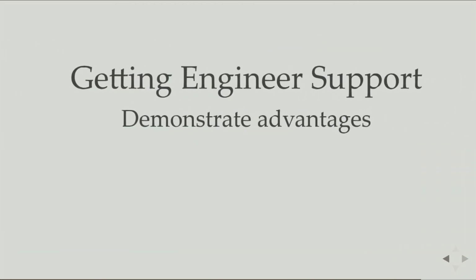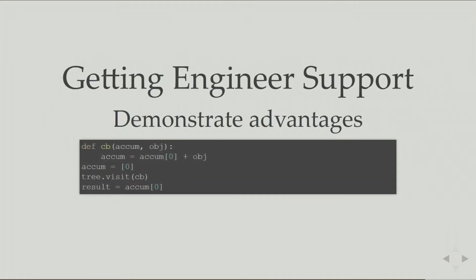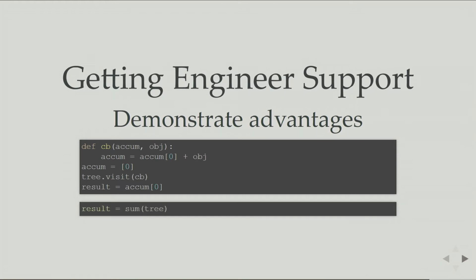Well, it's better because this used to be how you used the visitor pattern. It's kind of annoying. You have to define a list with one element. You have to call the callback. Then you have to get the stuff out of the element. It's weird. It's not clear what you're doing. This is how you sum things now, right? That's much, much nicer, right?